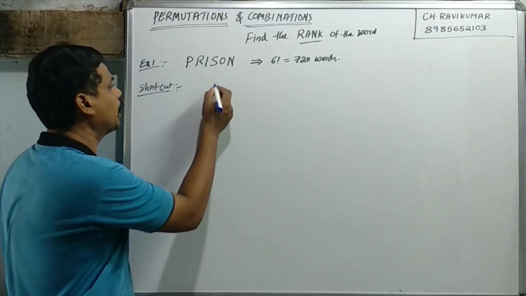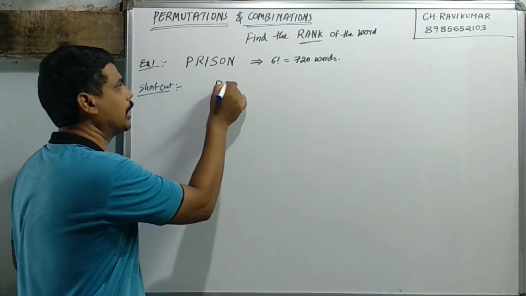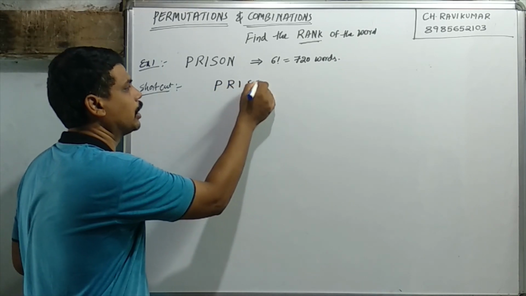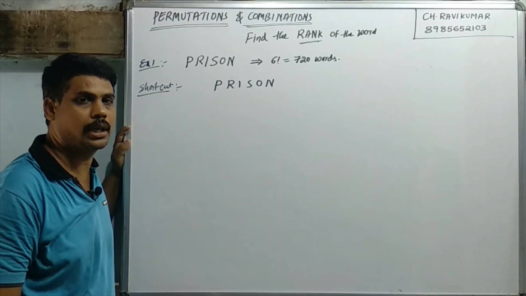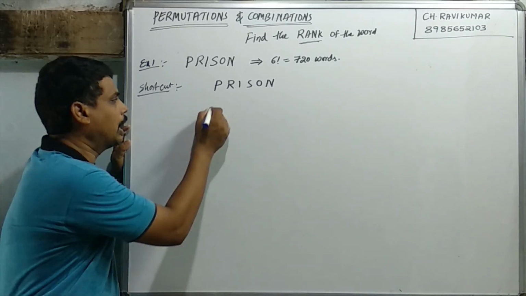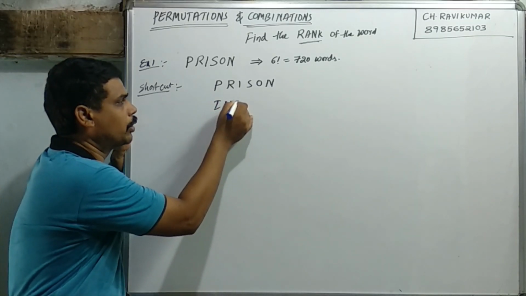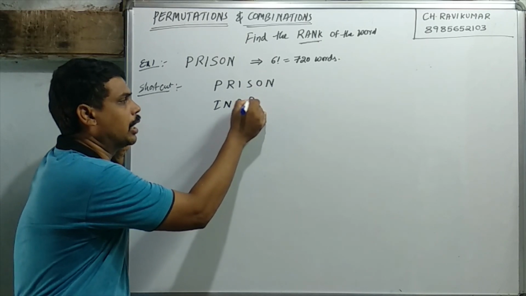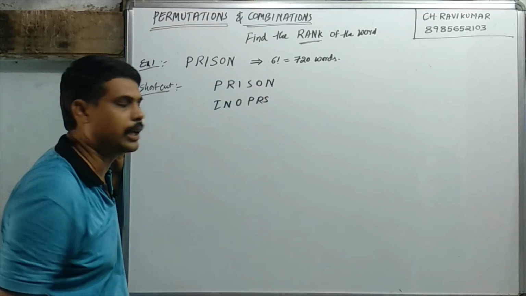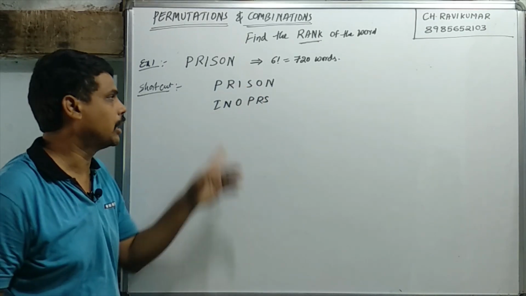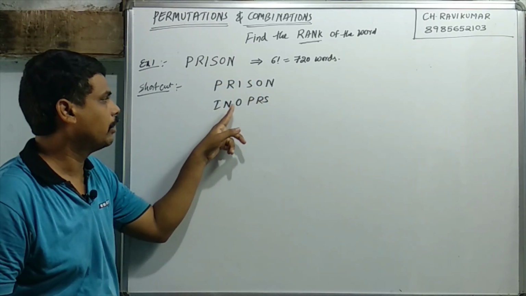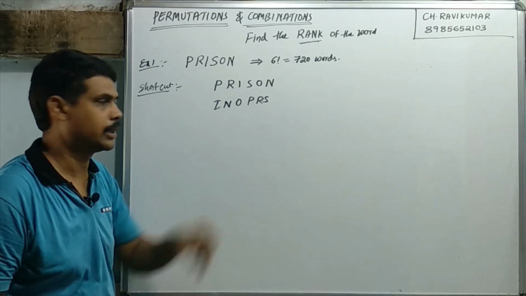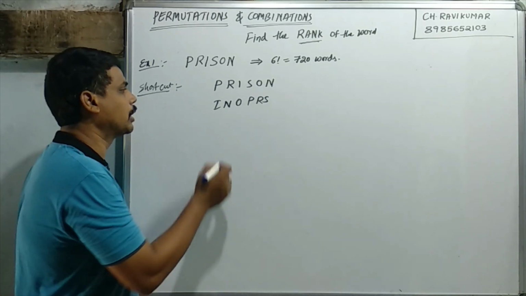First of all, you have to write down the given word, PRISON. After that, you have to arrange it in alphabetical order. So I, N, O, P, R, S, you have to write down in alphabetical order. I comes first in these letters. After that, N, O, P, R, S.